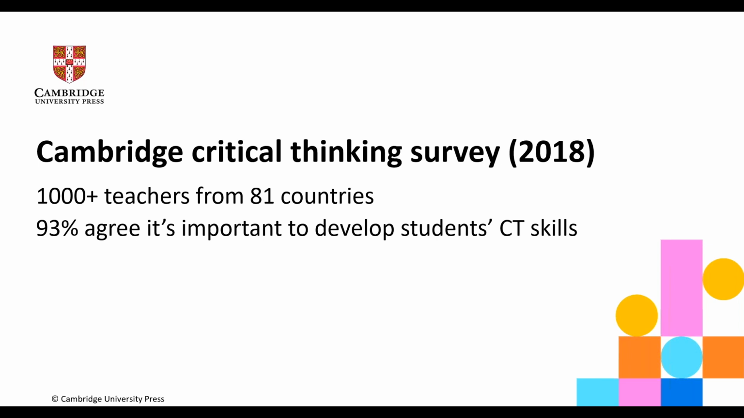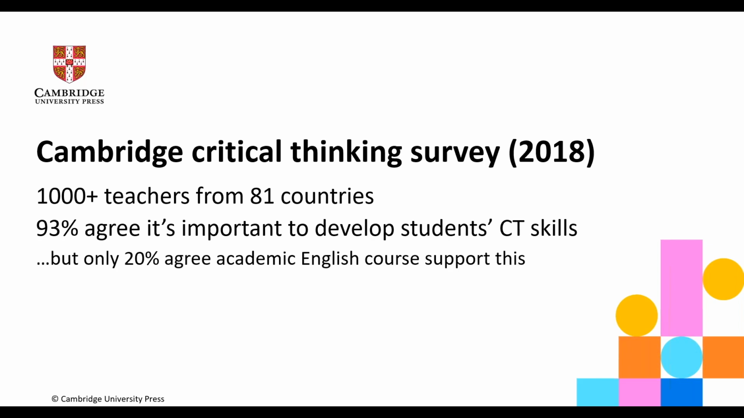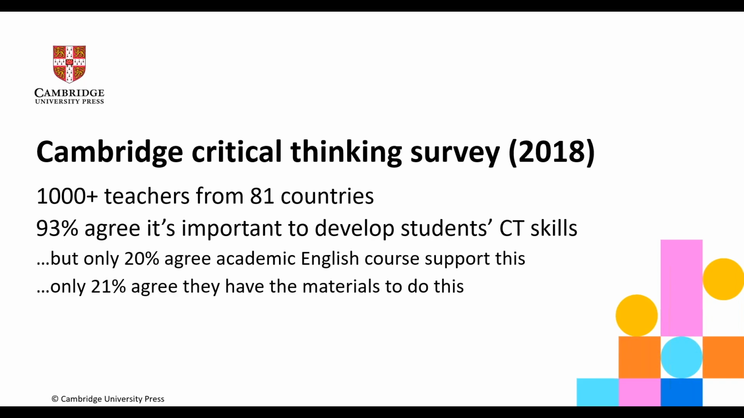So, for example, nearly everybody agreed that it was important to develop students' critical thinking skills. So they very much see it as being a role of the English language teacher to help develop those critical thinking skills within the classroom. But only 20% agreed that academic English courses actually supported this. So while there was near universal agreement that they were important, only 1 in 5 felt that the courses that they were doing supported this. And a similar number only agreed that they had the materials to do this.